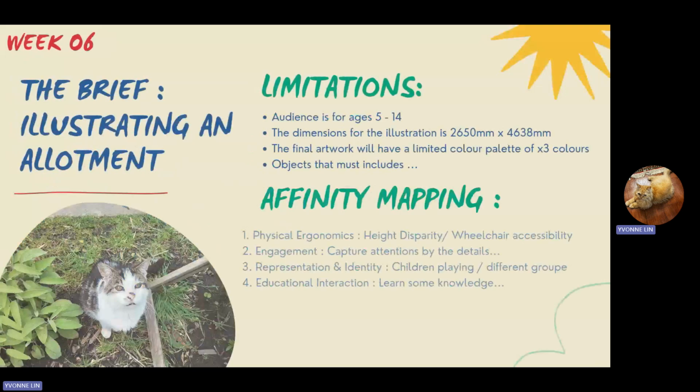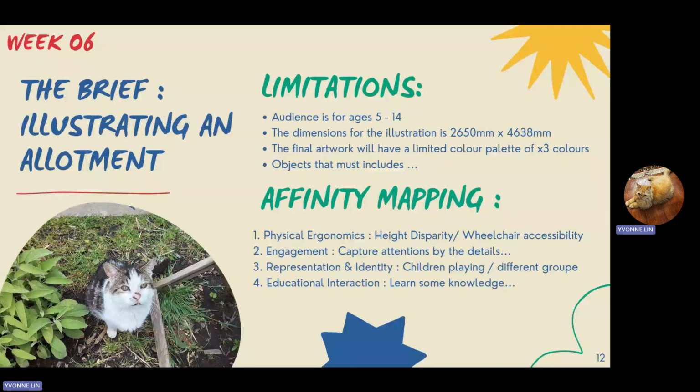Moving on to the second part of the module, I decided to work on an illustration brief aimed at children between age 5 to 14. The challenge was to design an allotment wall that was both educational and engaging, while also considering accessibility, different eye levels, and the need of a wide age range.